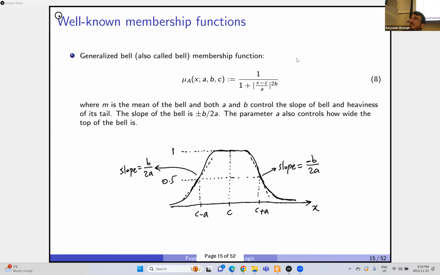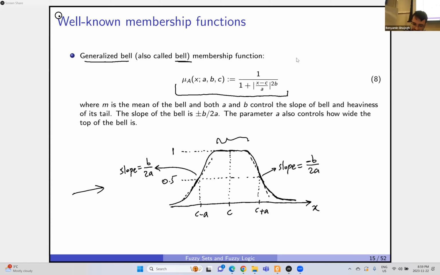Another one, which is famous, is the generalized Bell. It's also called Bell in simple words. Bell or generalized Bell membership function. What is that? It's this, Equation 8. Its figure is like this. So it's kind of similar to Gaussian, but it has some part which is flat at the top. It's like a Gaussian that you have put a hammer on it. Okay?